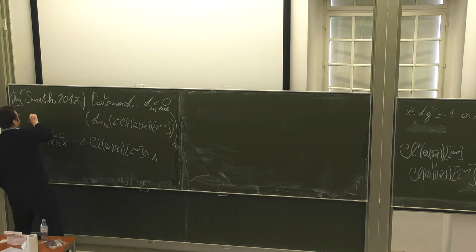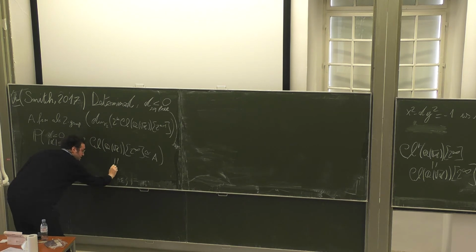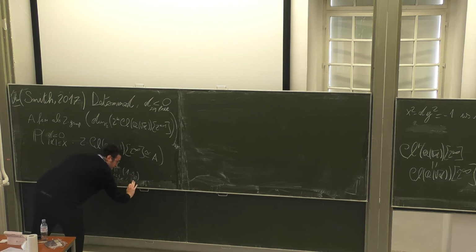A is a finite abelian 2 group, maybe Z mod 4, maybe Z mod 16, or the sum of them, or whatever you like, any finite abelian 2 group. The probability that this is isomorphic to A is actually equal to C times the product, and that's the same product that was showing up before, but now it starts with 1, of 1 minus 1 over 2 to the i. That's just a normalization constant, divided by the size of the automorphism group of A.